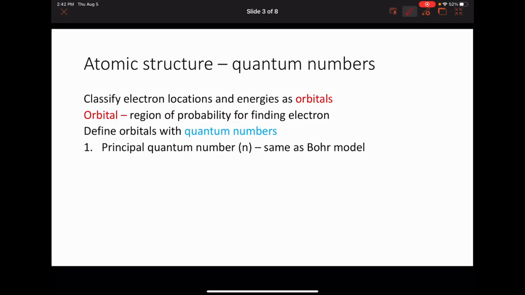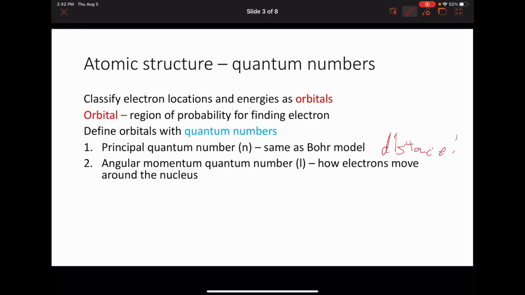Let's start with the first one, the principal quantum number, and that's the one we've already discussed. We did the Bohr model before, where it had n equals 1, n equals 2, and so forth, the electron around the hydrogen atom. It basically tells us our distance from the nucleus, okay? And then the second quantum number is the angular momentum quantum number. It's going to be L. Okay, and this is how the electrons move around the nucleus. What kind of shape do they take, how fast they're moving, and so forth.